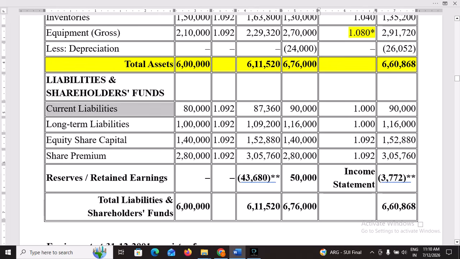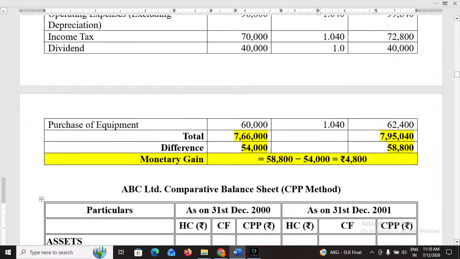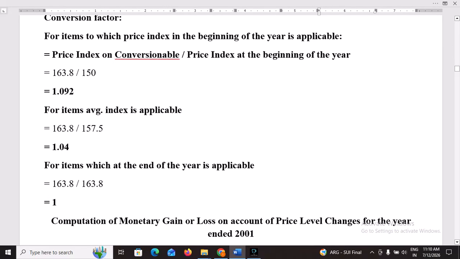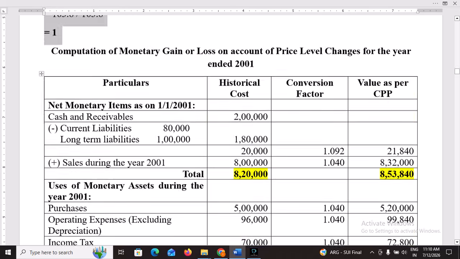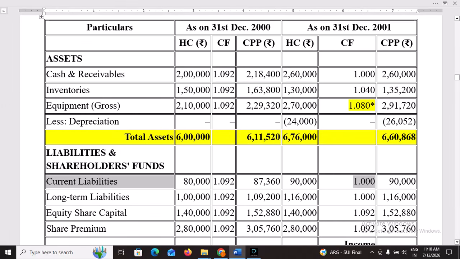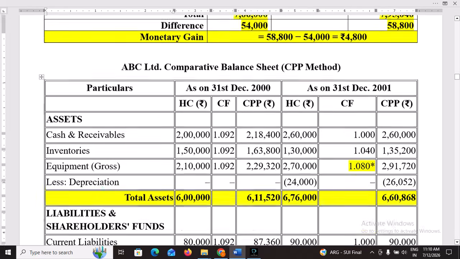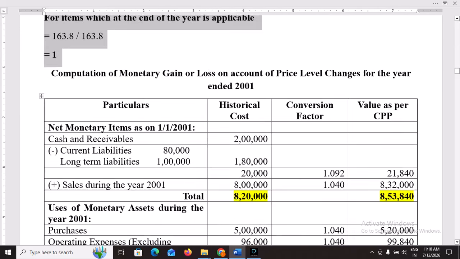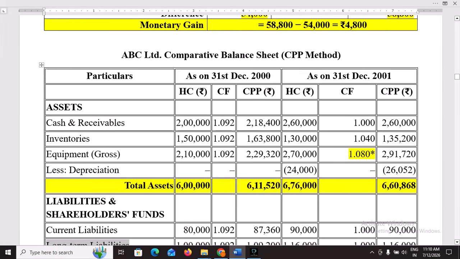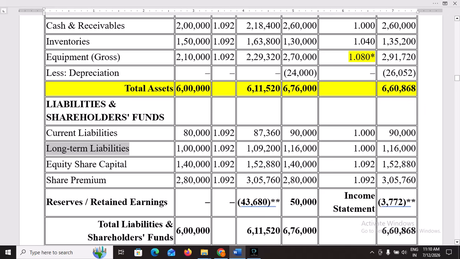Current liabilities at closing value use the closing conversion factor, which is 1.00, simple. So current liabilities are 90,000 into 1.00, so 90,000. Now long term liabilities also use the closing conversion factor, 1.00, same.